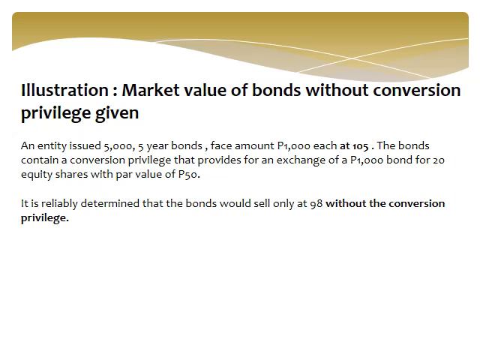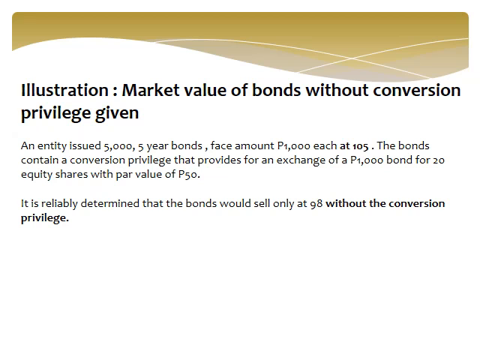Another illustration for the convertible bonds. Here, when the company issues convertible bonds and the market value of the bonds without the conversion privilege is given, it is easier. The same with the first illustration. Once the fair value or market value of the liability without the conversion privilege is given, that is already the amount allocated to the liability. And then the residual is for the equity component.